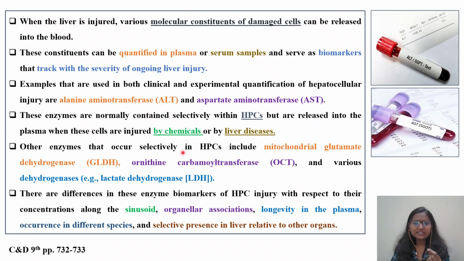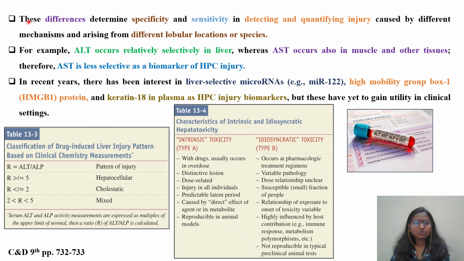Other enzymes that occur selectively in these hepatic parenchymal cells include mitochondrial glutamate dehydrogenase, ornithine carbamyl transferase (OCT), and various dehydrogenases like lactate dehydrogenase. So these are the differences in these enzymes. Biomarkers of HPC, hepatic parenchymal cell injury, differ with respect to their concentration, sinusoid and organelle association, longevity in the plasma, occurrence in different species, and selective presence in the liver relative to other organs.